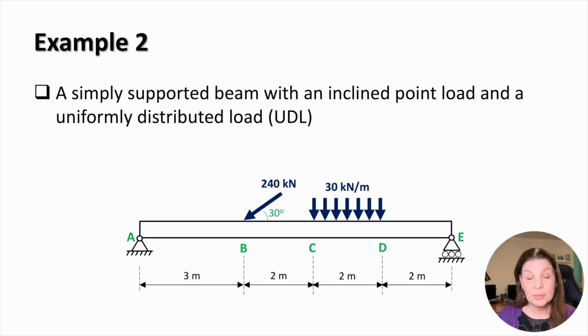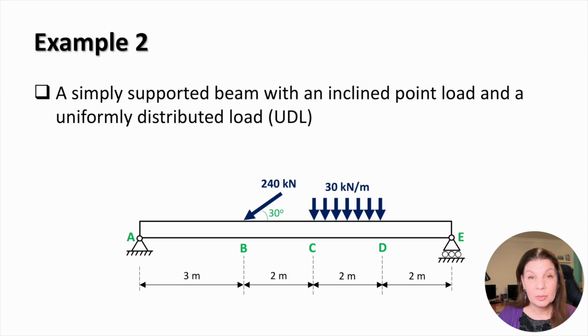This is a simply supported beam subjected to both a point load and a uniformly distributed load. In addition, the point load is inclined, which means it must be first resolved into horizontal and vertical components before the analysis. This will introduce a horizontal force, so it will introduce an axial force into the problem, unlike the previous example where the axial force was 0 throughout.